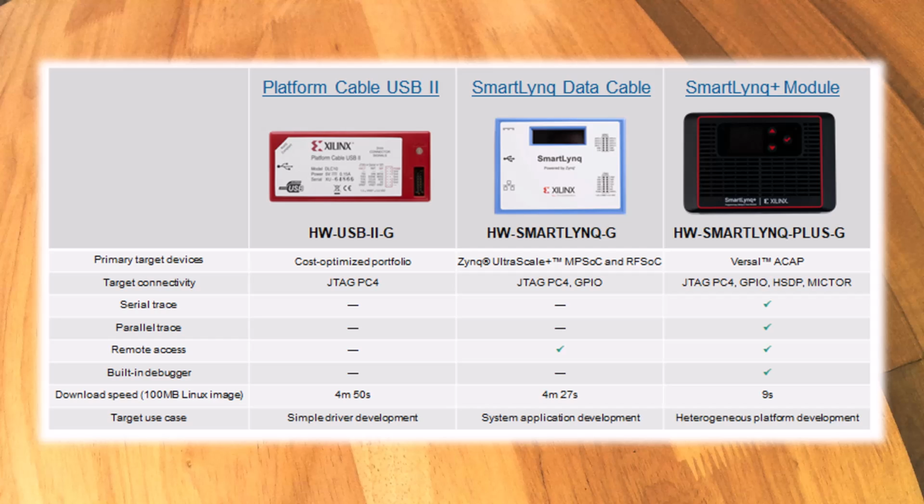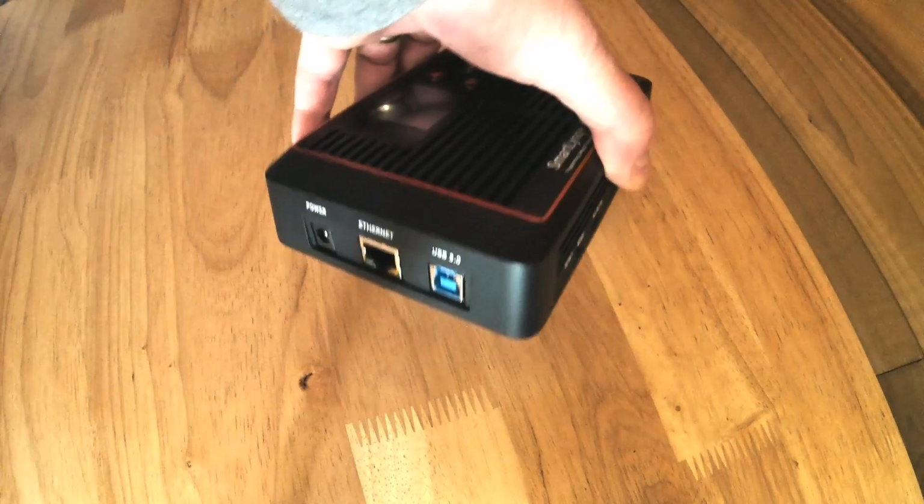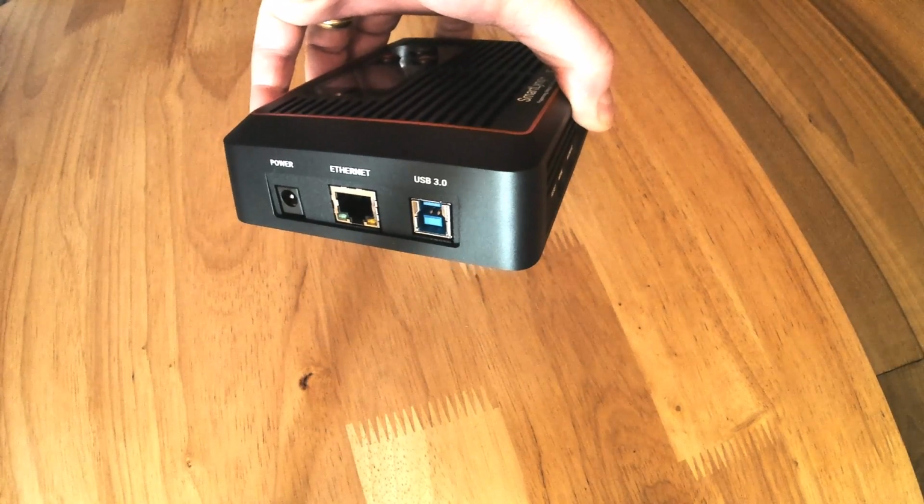Here you see a table showing the evolution of the cable, and note the improvement in download times. This is essential for Versal debugging since a lot of data needs to be transferred, as we mentioned, both to configure and to debug the ACAP devices. Here we see a SmartLink Plus cable. On the host side, the Ethernet and the USB 3.0 for connections.